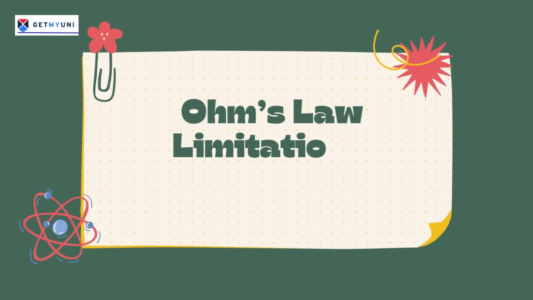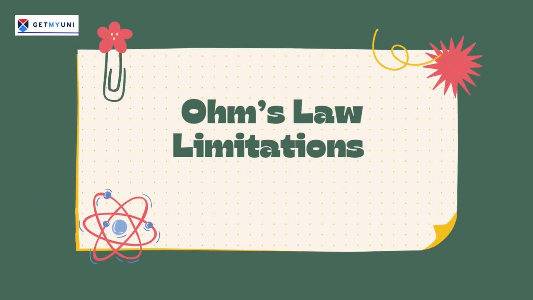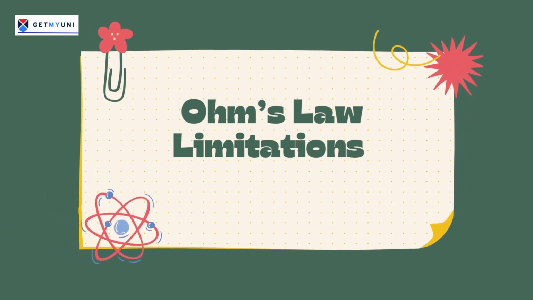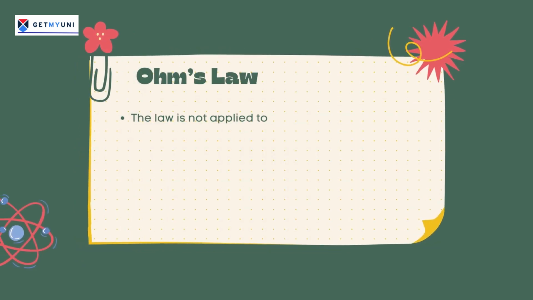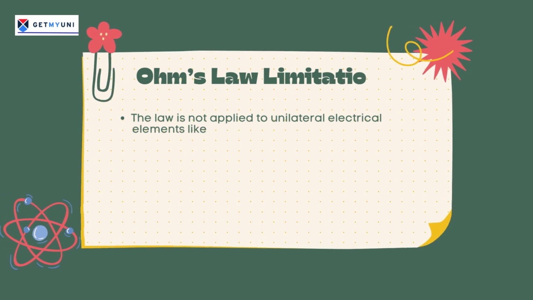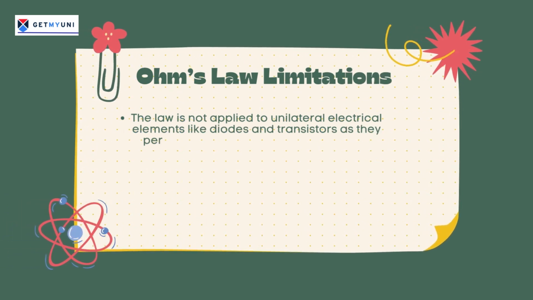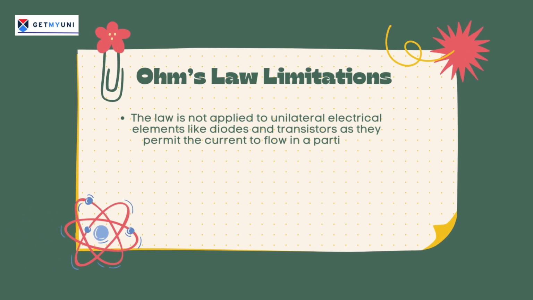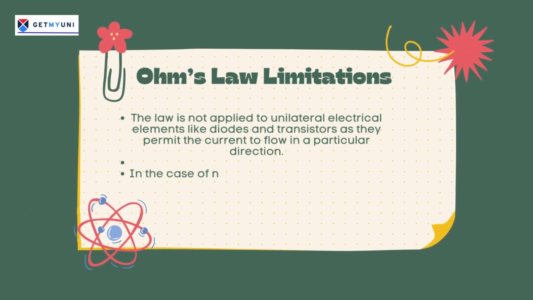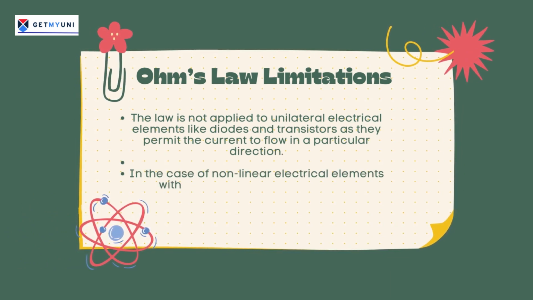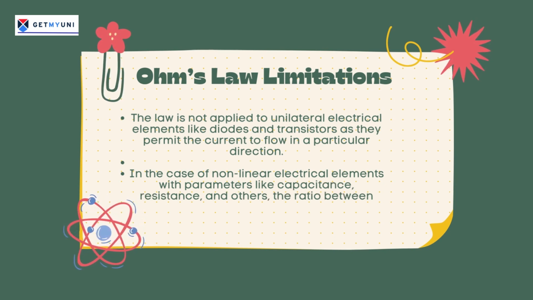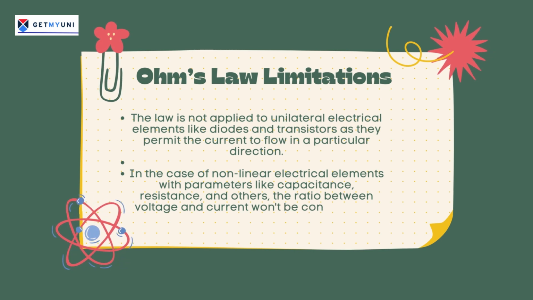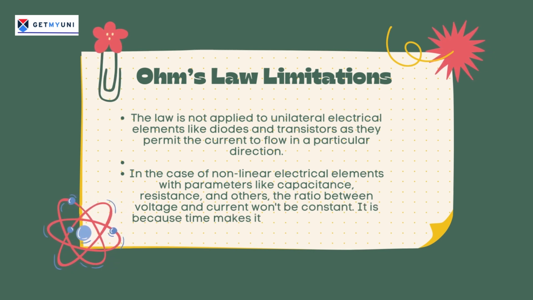Some limitations are involved while practically using Ohm's law to derive the results of some equations. Some of them are as follows. The law is not applied to unilateral electrical elements like diodes and transistors as they permit the current to flow in a particular direction. In the case of nonlinear electrical elements with parameters like capacitance, resistance, and others, the ratio between voltage and current won't be constant. It is because time makes it difficult to use Ohm's law.